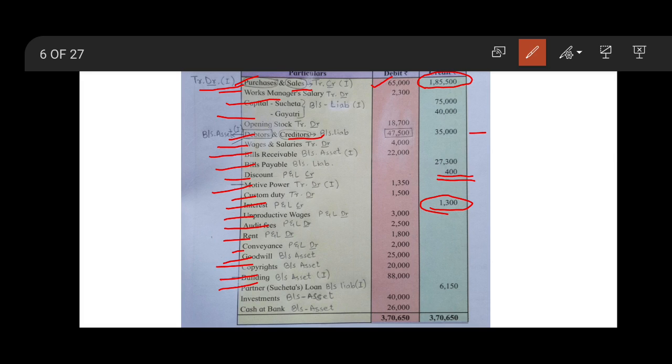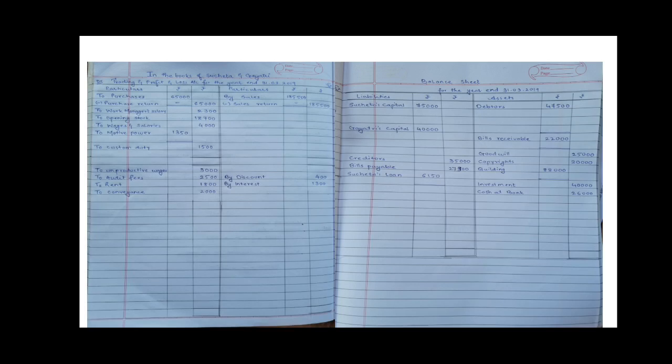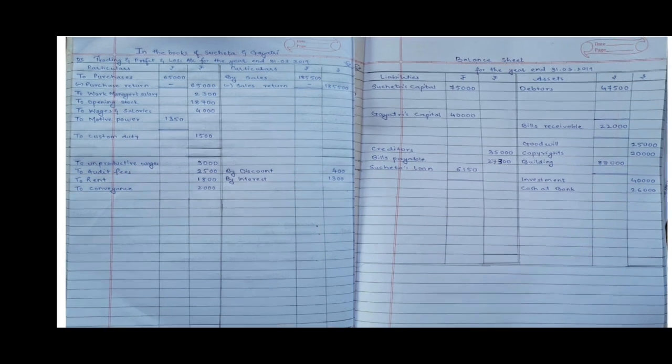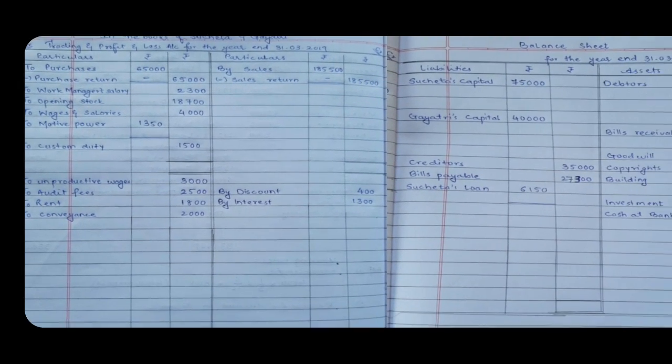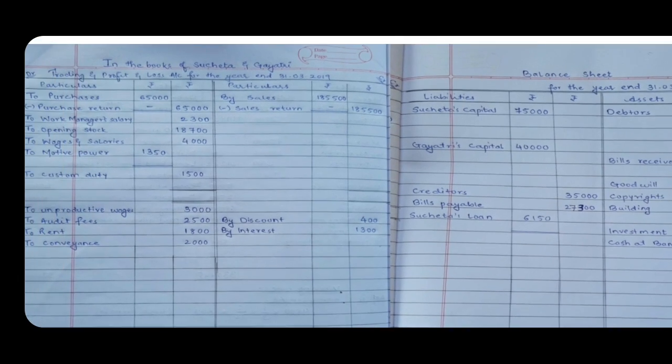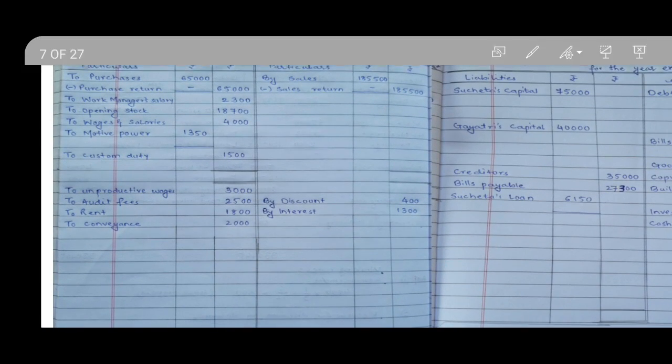Loan, it is a loan, therefore balance sheet asset side, but we'll write the amount in the inner column as it is a hidden adjustment. Investment, balance sheet asset side. Cash at bank, balance sheet asset side. So, in this way, you will transfer all the items which we just discussed. Now, what else have we done here?